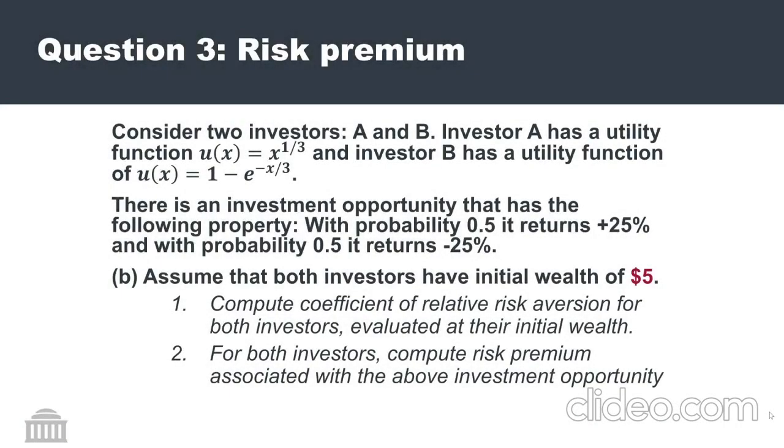Let's now assume that both of these investors got richer. Their wealth was $1. Right now their wealth is $5. We will repeat the same calculations. So we'll compute the coefficients of relative risk aversion for both of these investors given their new wealth. And we will compute the risk premium associated with this risky investment opportunity that we are considering in this question.